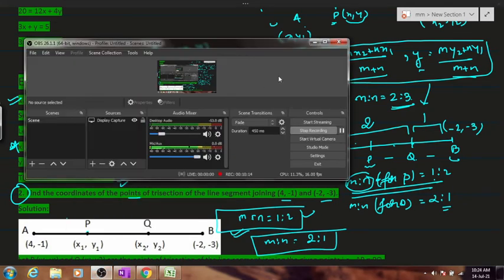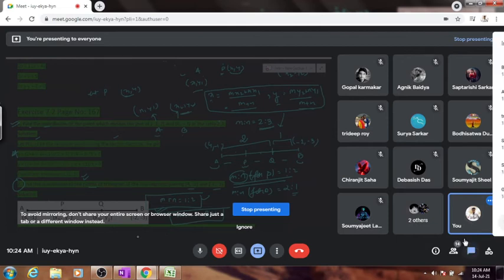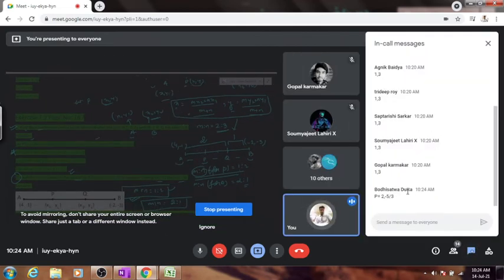Find P. Who can tell me P fast? Oh, I think I've got one answer. Bodhisattva: 2 comma minus 5 by 3. If you have found P, go on to find Q.